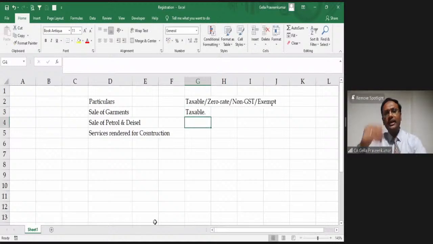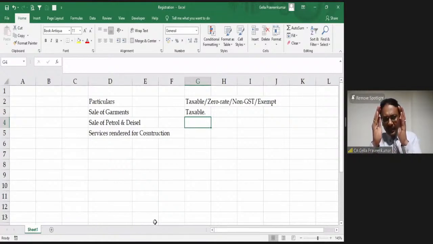Sir, I'm not paying any tax on garments purchased whose value is less than 1000 rupees. Please keep in mind, for garments, the rate of tax is given as, say, 5%, 12%. They have also mentioned that any garments sold whose price is less than 1000 rupees, they have given an exemption saying that the rate of tax is nil.